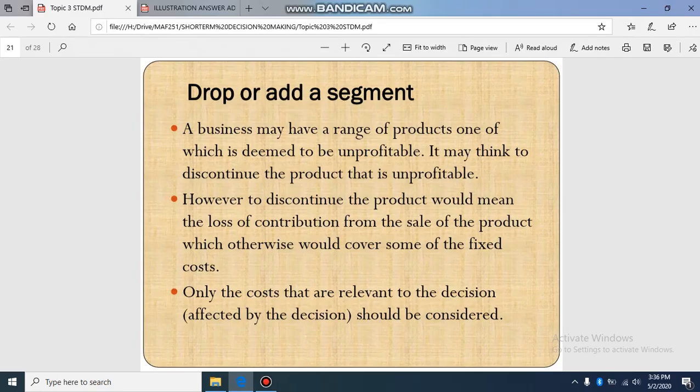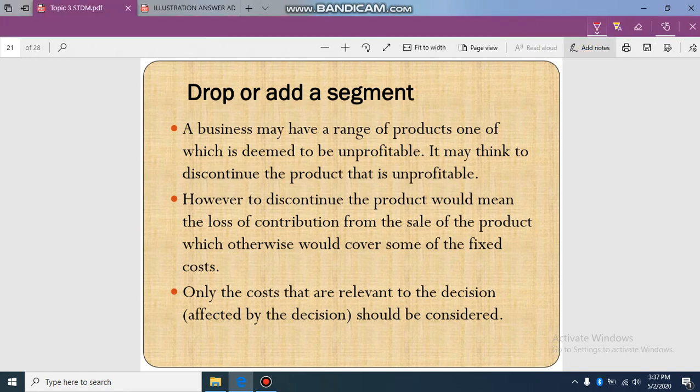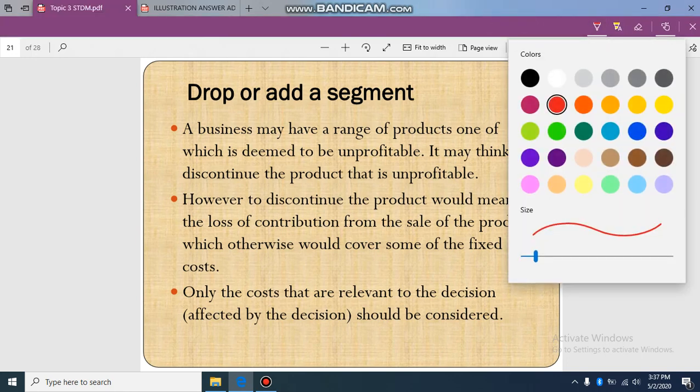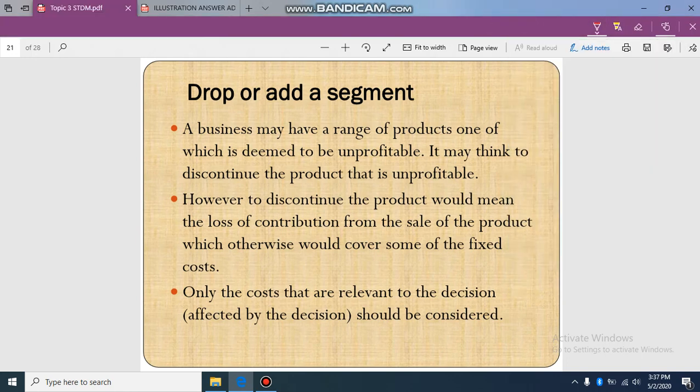We'll discuss a new decision making. So the new one is the drop or add a segment. Okay, so segment here could be products, could be branches, could be department.